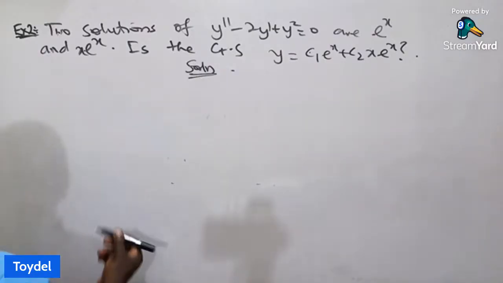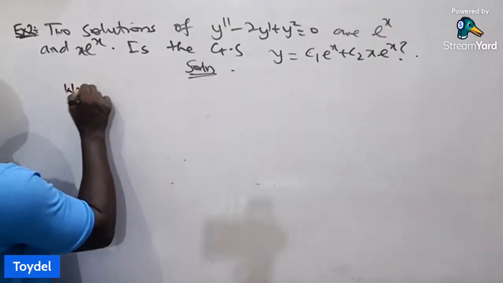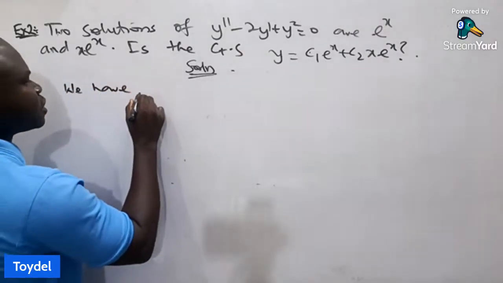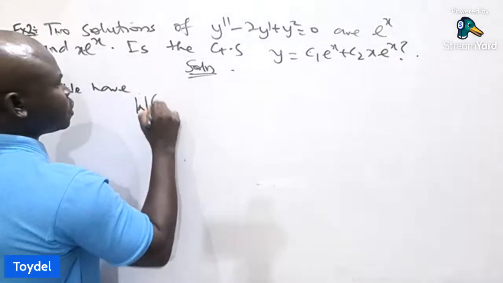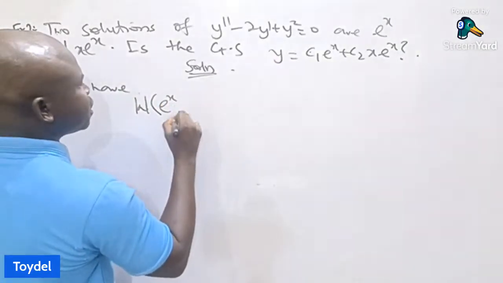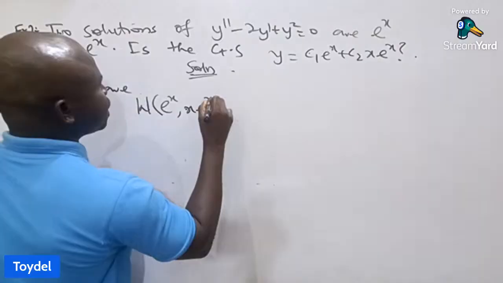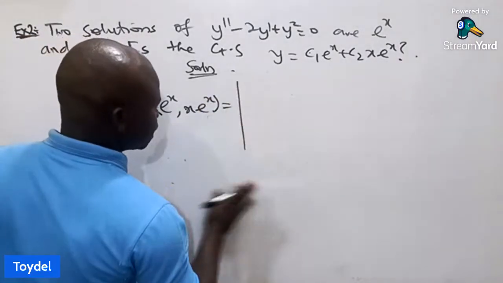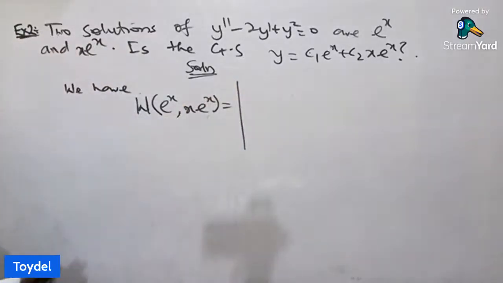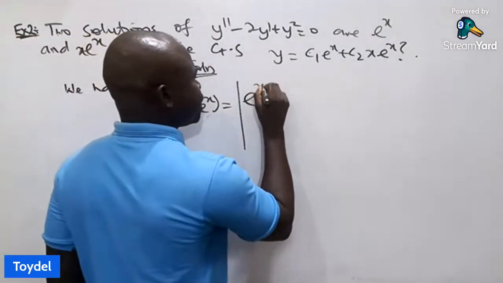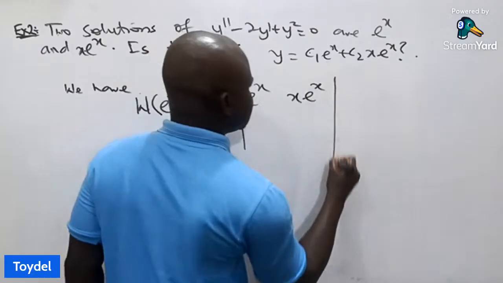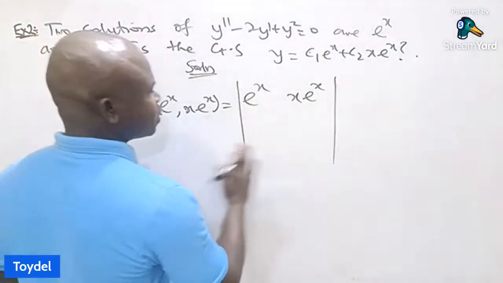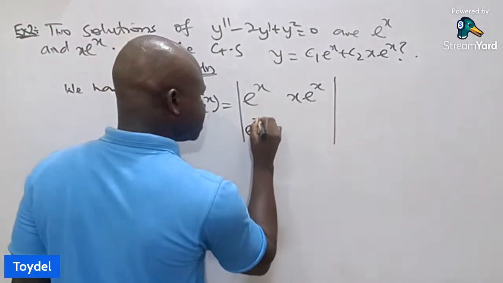So what do we do here? We go ahead and find the Wronskian of the two solutions. The first one is e raised power x, comma, x e raised power x. Of course, I want to believe that we know how to find the Wronskian. What we are going to do is first write the solutions, e raised power x, x e raised power x. Then the second row, we differentiate, the first derivative, because it's just two solutions.